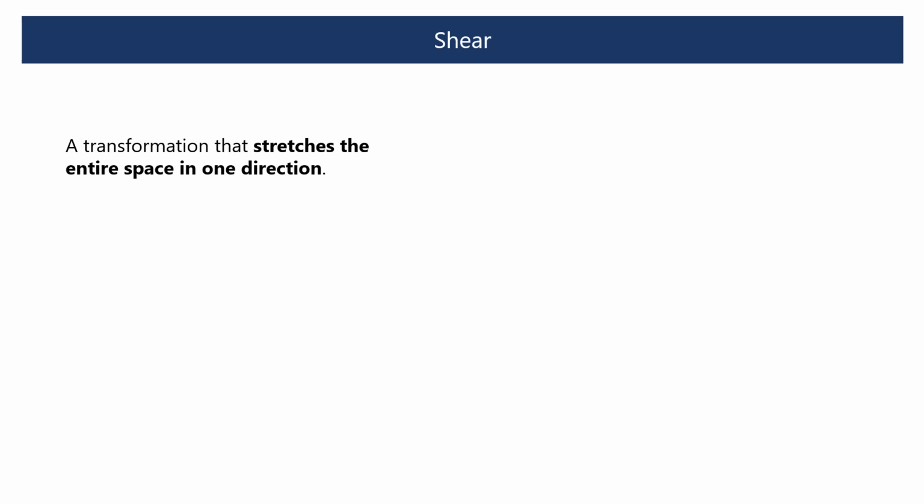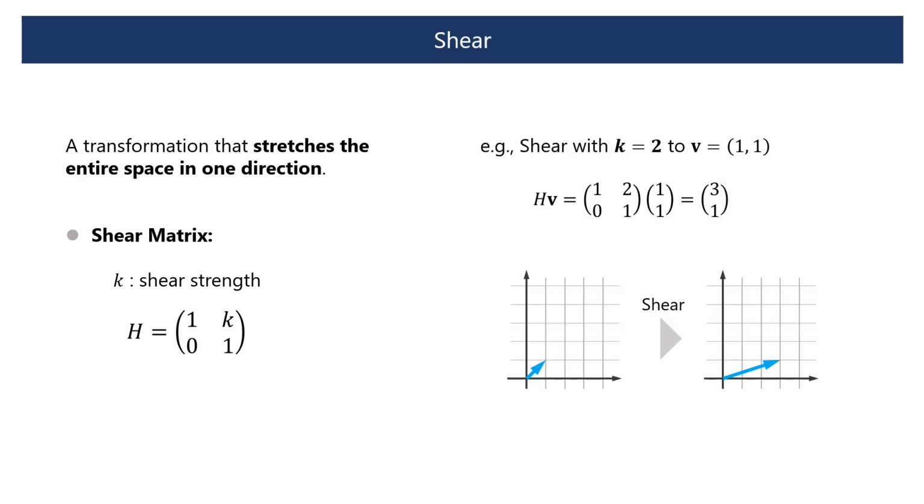Next, shear. Shear is a transformation that stretches the entire space in one direction. Shear in the x direction can be expressed by this matrix. Here, k is the shear strength. For example, applying shear with k equals 2 to the vector v can be expressed in this way. The vector has been stretched in the x direction.